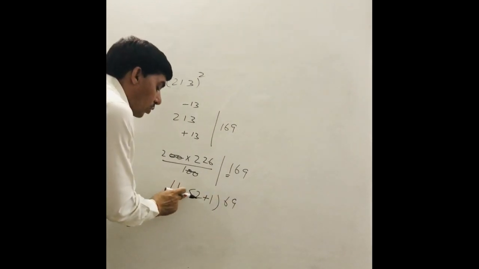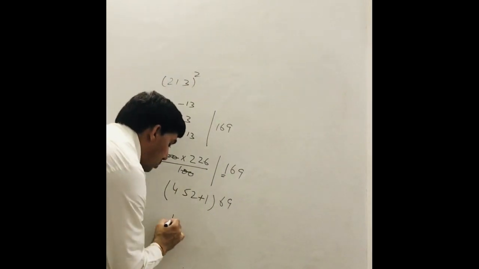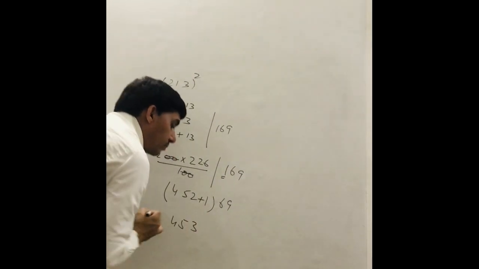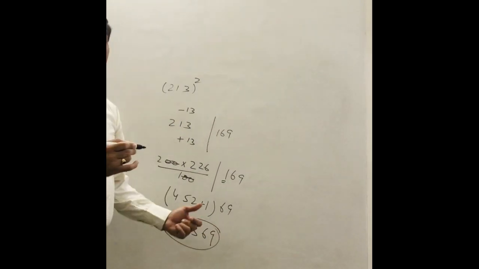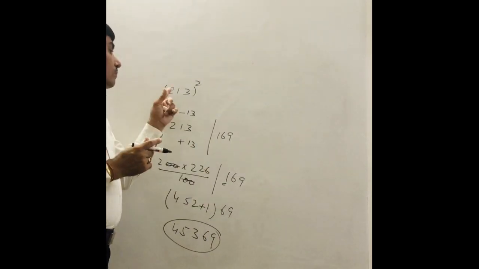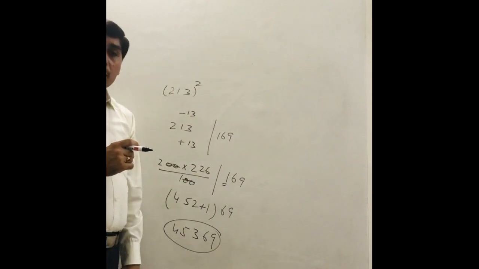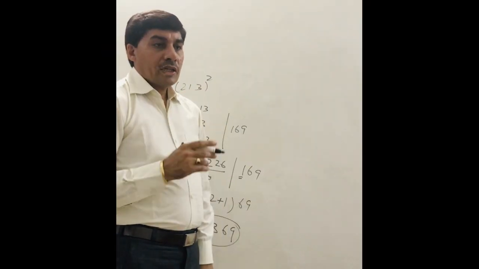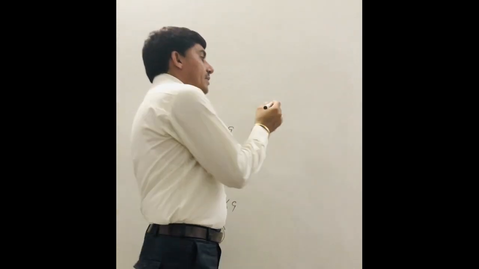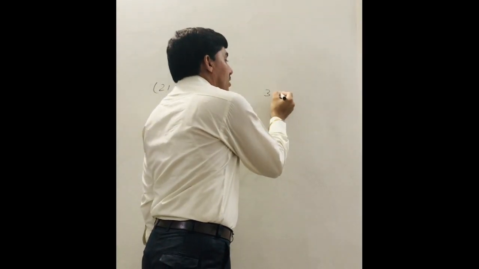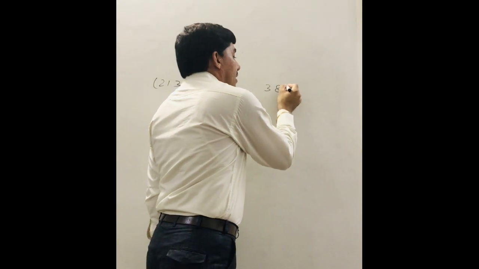Now 452 plus 1 is 453, 69, which is the required result of square of 230. One more example of three digit numbers. We have to find the square of 387.